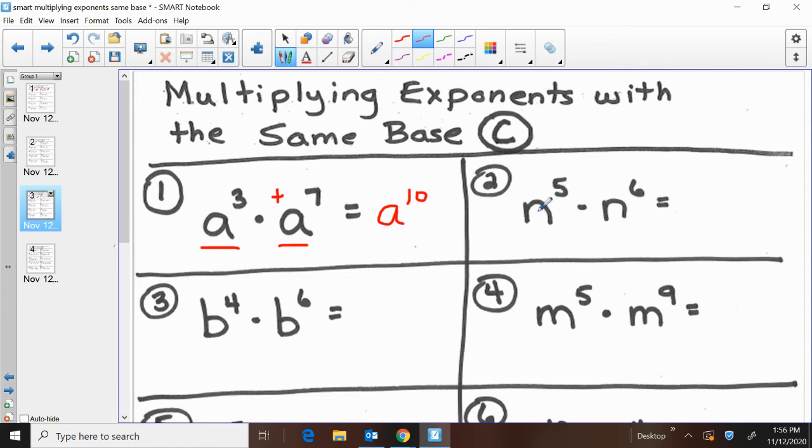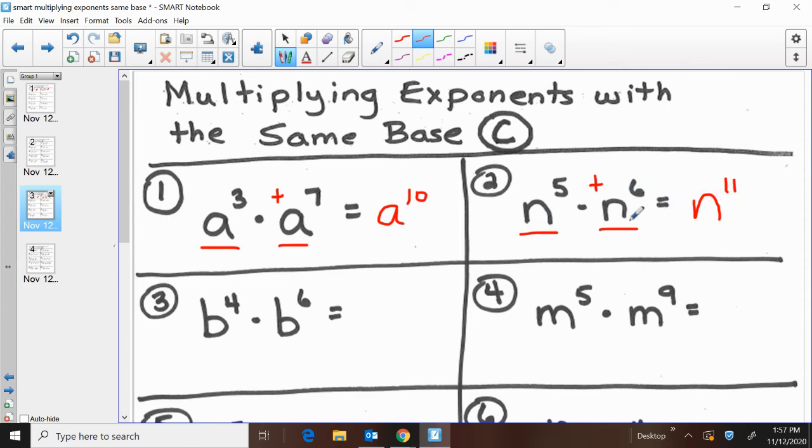So right next door, I have n to the 5th power times n to the 6th power. Are my bases the same? Yes, they are. They're both n's, so I'm going to keep my base as n. And then what am I going to do with the exponents? I'm sure you figure we're just going to add them. 5 plus 6 is 11. So very simply, n to the 5th times n to the 6th is n to the 11th.